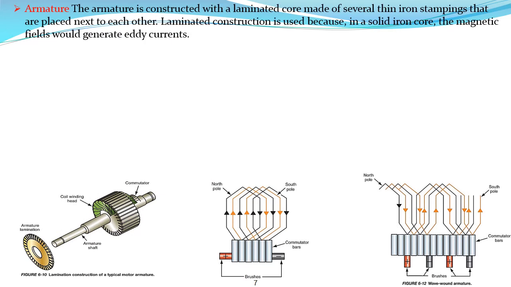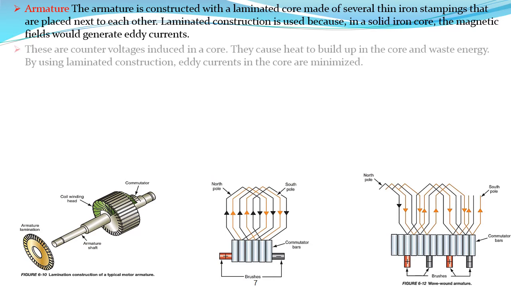The armature is constructed with a laminated core made of several thin iron stampings that are placed next to each other. Laminated construction is used because in a solid iron core, the magnetic field would generate eddy currents. As mentioned, iron strips are used when winding the motor to reduce the effect of eddy currents caused by the magnetic flux lines.